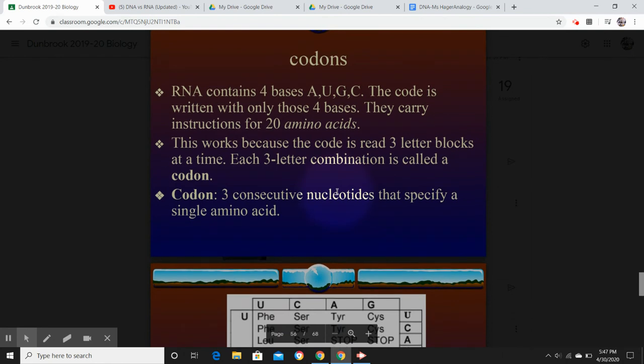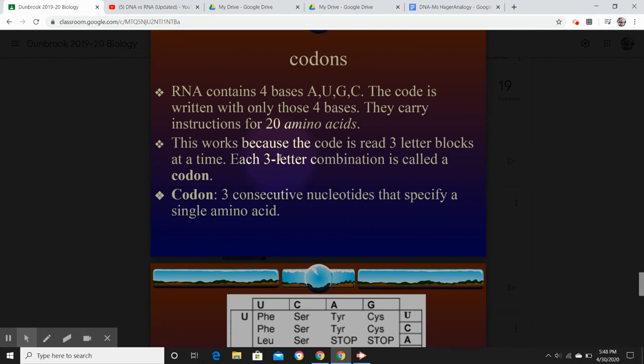So as we already know, RNA contains 4 bases, A, U, G, and C. And this is whether we're talking about transfer RNA, messenger RNA, or ribosomal RNA. The code is written with only those 4 bases. They carry instructions for 20 amino acids. Again, there are 64 different ways to write this 3-letter code, but there are only 20 amino acids.